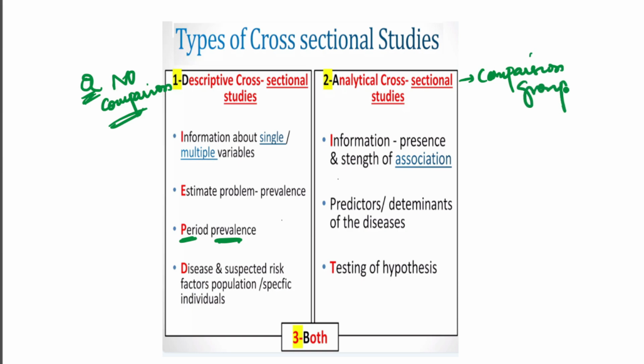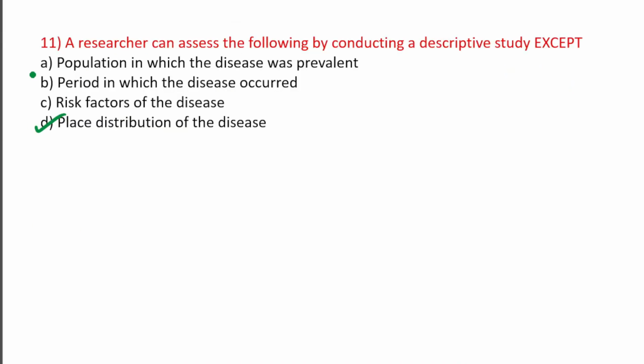Comparison group. Now coming to our question once again, we have seen this option of period. We have seen the option of population in which the disease was prevalent. Then we have seen this one. Now coming to the third option, that is risk factors of the disease.